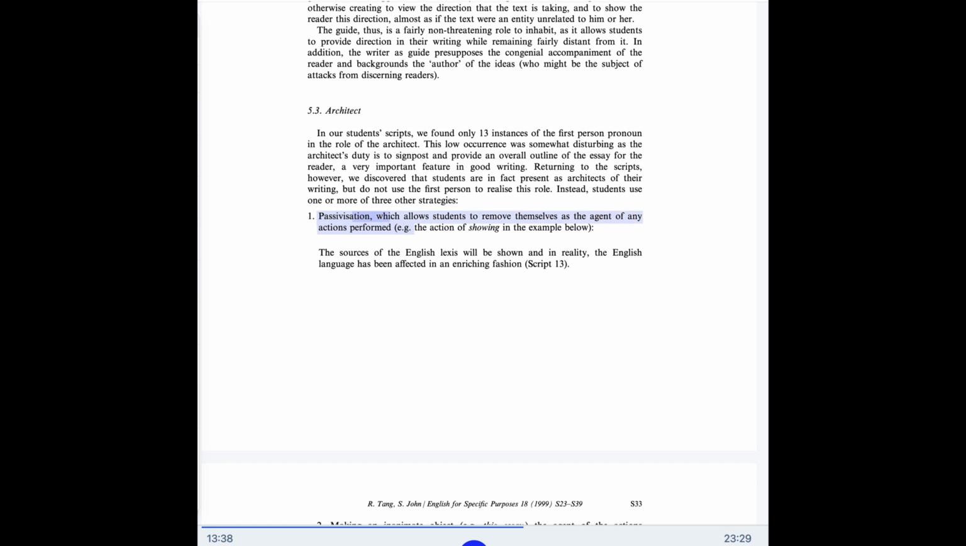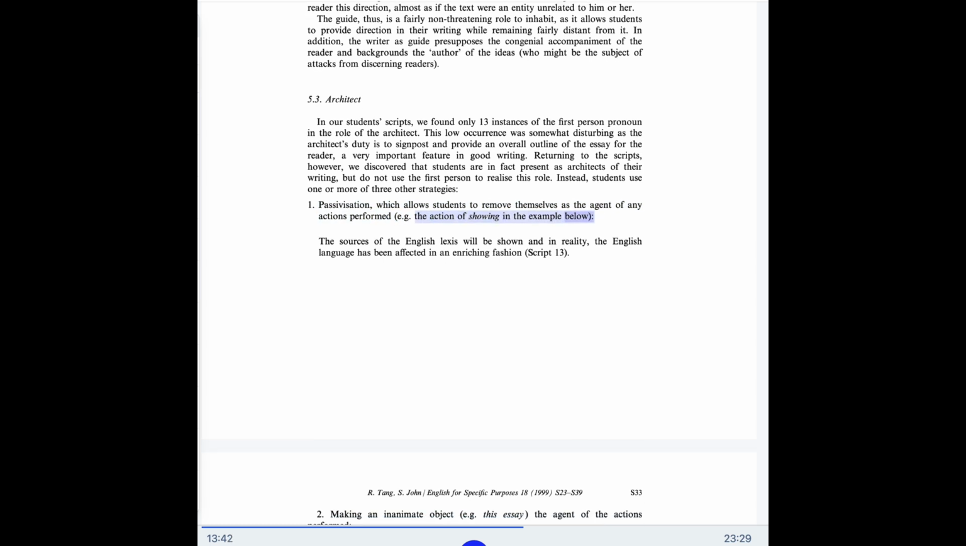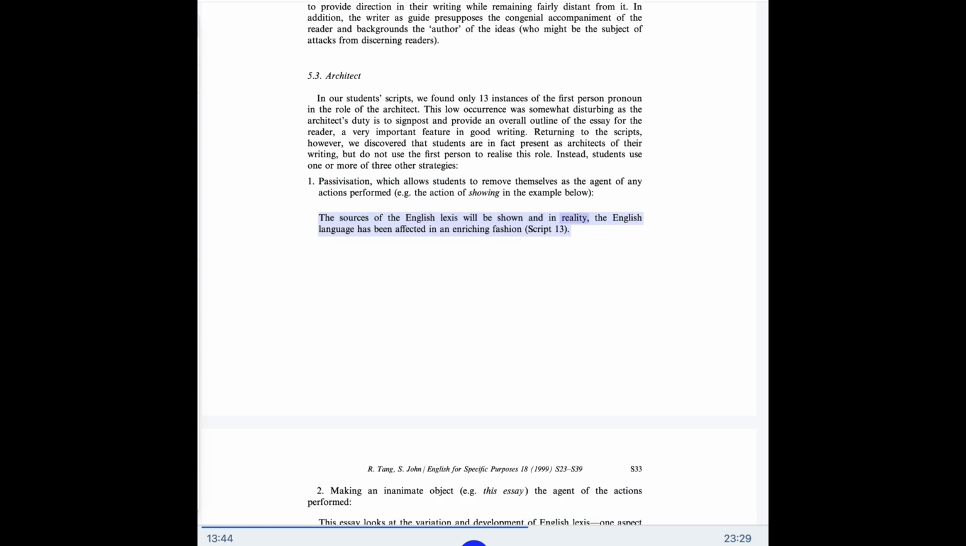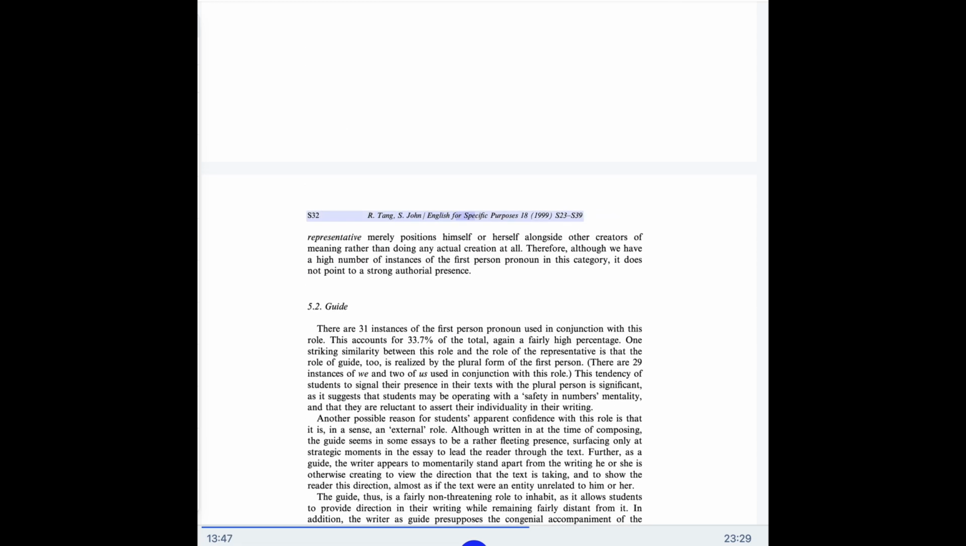Instead, students use one or more of 3 other strategies. 1. Passivization, which allows students to remove themselves as the agent of any actions performed, e.g., the action of showing in the example below. The sources of the English lexis will be shown, and in reality, the English language has been acted in an enriching fashion. Script 13. R. Tang, S. John, English for Specific Purposes, 1989.